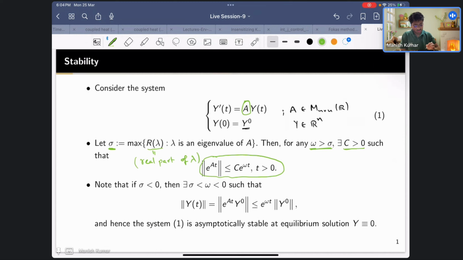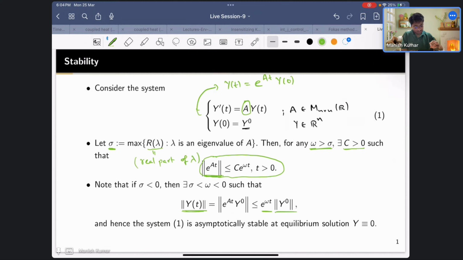We know that the solution of this system is given by y(t) equals e raised to the power At times y0. So this is the solution of this linear system. If we get a bound on this exponential term, we get a bound on the solution, and that's what is written. If omega is greater than the maximum of the eigenvalues, then you have this estimate: the norm of the solution is bounded by exponential of omega t times the norm of the initial data.